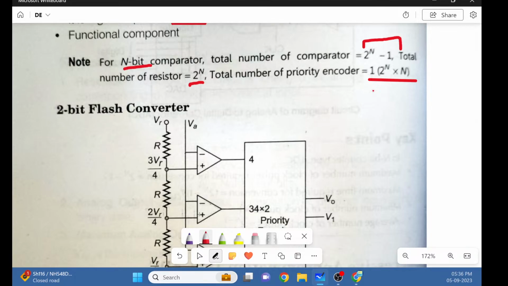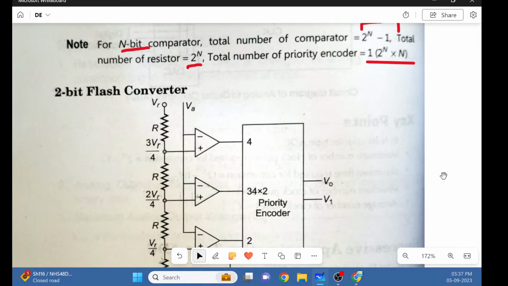They can ask you a very simple MCQ based on this. They will just give you that we need to construct a 4-bit flash converter. So what are the total number of comparators required, what are the total number of resistors required, and what are the total number of priority encoders that are required?